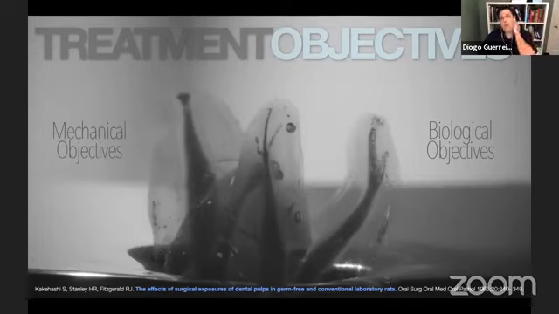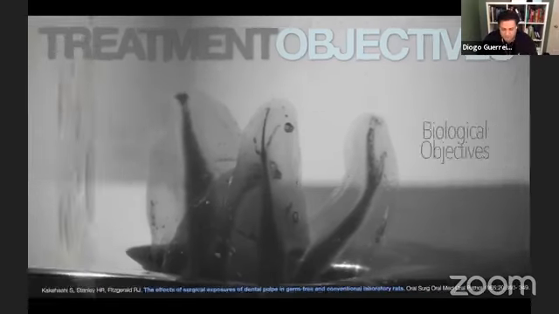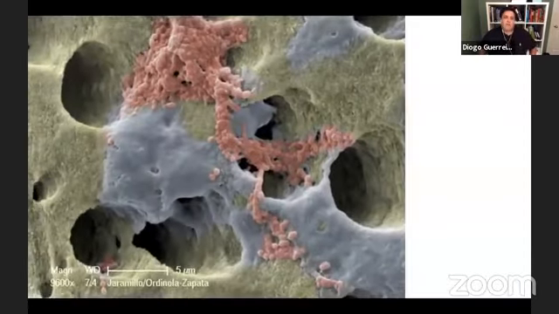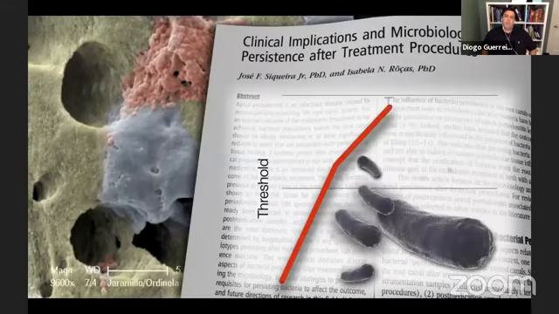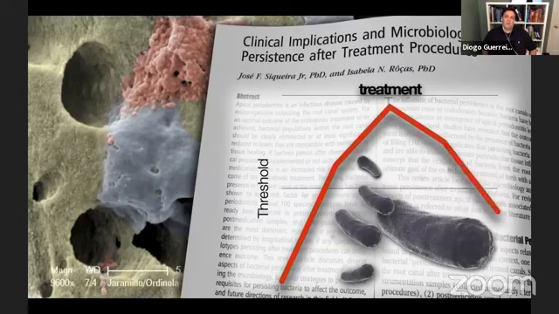Basically, what we're aiming for in terms of treatment objective is to obtain mechanical objectives and biological objectives. Obviously, it is a disinfection procedure where we go inside a root canal system space that's contaminated, and we promote disinfection. There's a threshold that we actually don't know, but what we aim to is to lower the number of bacteria to a threshold that allows the host response to heal the pathology associated with it.